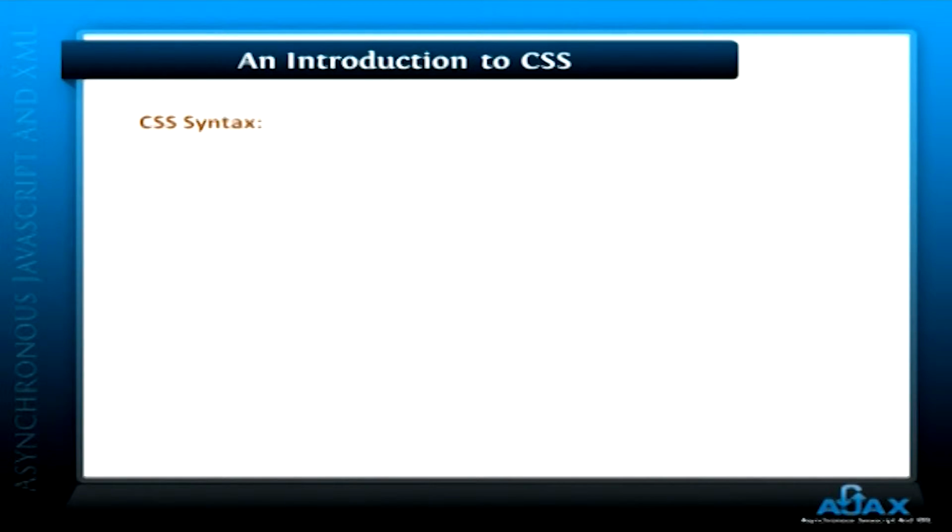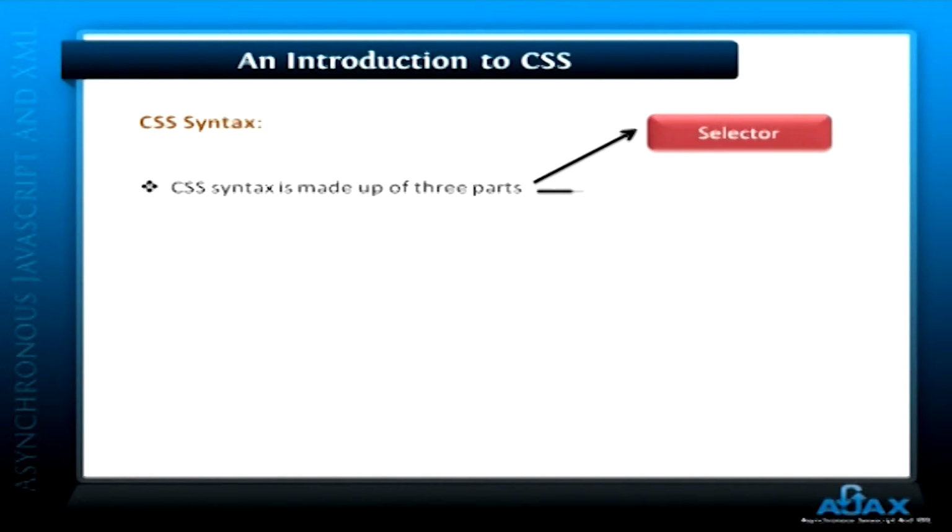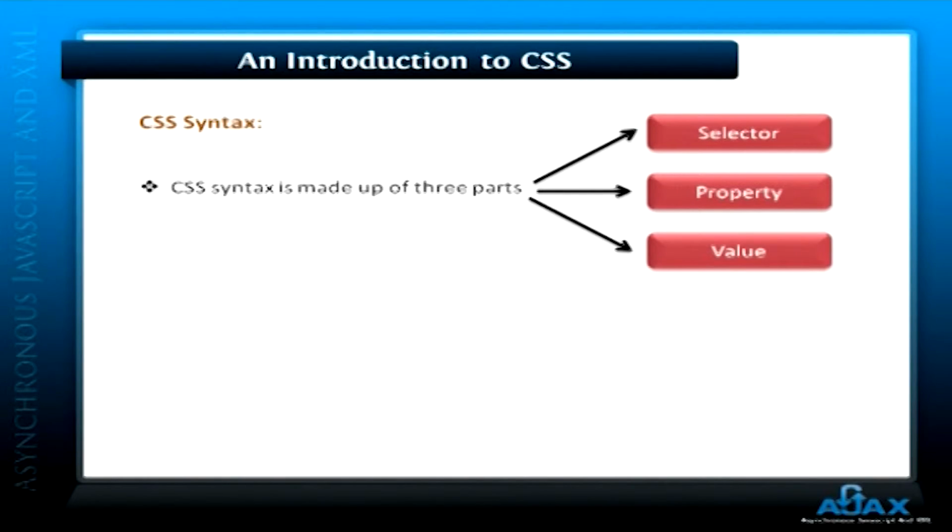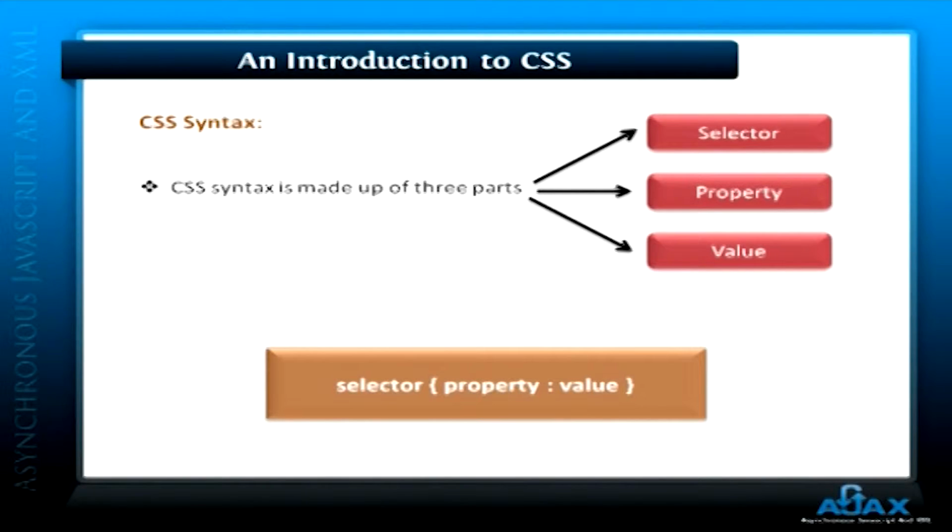CSS syntax. CSS syntax is made up of three parts: a selector, a property, and a value. Look here. This selector is normally the HTML element which we wish to define. This property is the attribute which we wish to change, and this is the value which we are going to set to it. And see? This property and value are separated by colons and enclosed inside the curly braces. Okay, I hope you are clear with the syntax.